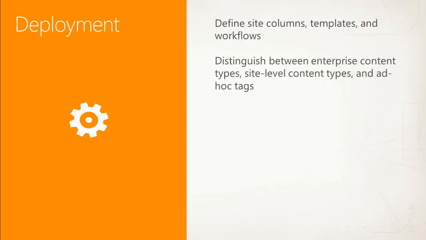Okay, after you plan, you go through deployment. So what are the things around deployment that you need to worry about, right? Well, you want to define your site columns, templates, and workflows. Well, how do you do that, first of all? Are you doing that manually through a tool, something else? You want to distinguish between, again, your enterprise content types, your site-level content types, and then there's a third category, ad hoc tags. You need to figure out, wait a minute, we want ad hoc tags, meaning we're not going to define what our content types are, but what do we mean when we say ad hoc tags? Do we mean authoritative metadata, or do we mean social tagging, right?